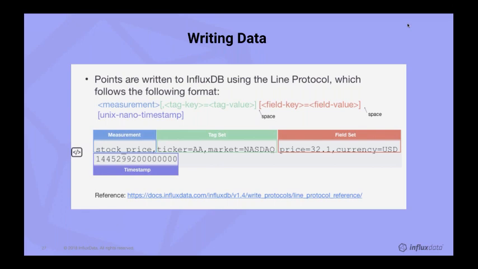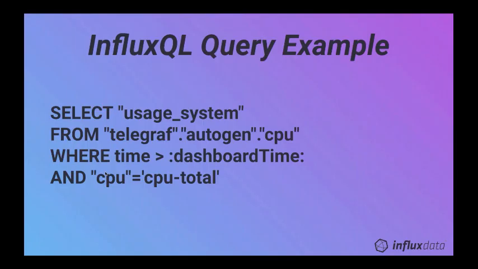So if I was looking at stock price, for example, my measurement might be stock price. I would include my tickers for my tag sets, and then I would include the actual values of the price and the currency type in my field set, and then I would have my nanosecond precision. But it's worth noting that if you're using Telegraf, then you don't need to handle this sort of input yourself, because Telegraf will convert the data into line protocol for you.